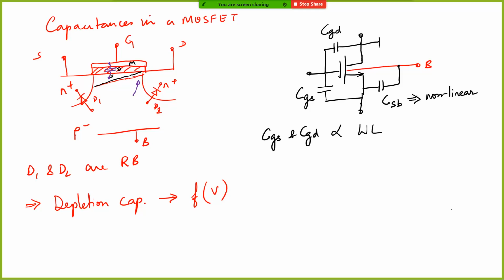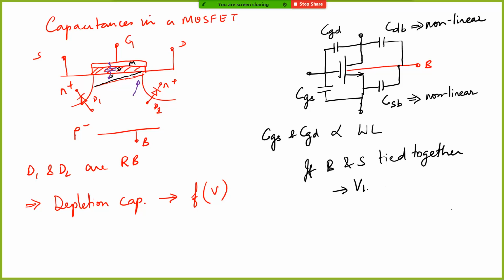In the same way, you also have the capacitor CDB. This is also a nonlinear capacitance. In other words, it's a capacitance which varies as a function of the drain to bulk voltage. Now, if bulk and source are connected together or tied together, then VBS is 0 and CSB is not in the picture. Anyway, both are connected, so shorted together. So CSB is not considered.